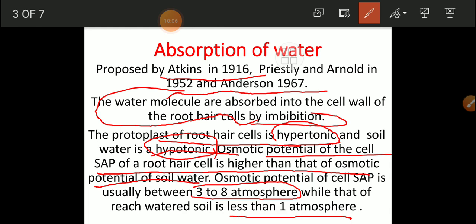Then you will be able to understand how absorption of water takes place, means water moves towards the hypertonic solution, and the root hair cell protoplast has to maintain the osmotic potential of the cell sap between 3 to 8 atmosphere as compared to the less than 1 atmosphere of the soil.